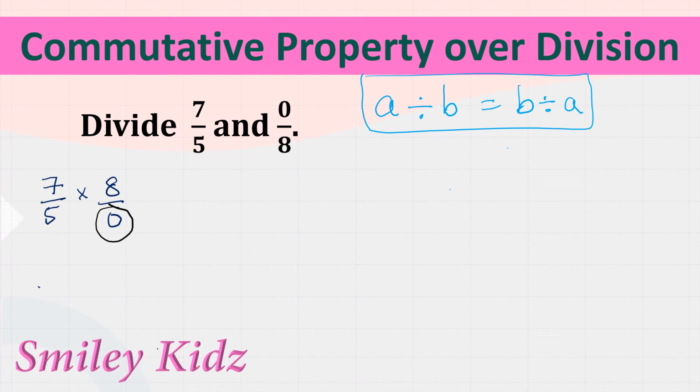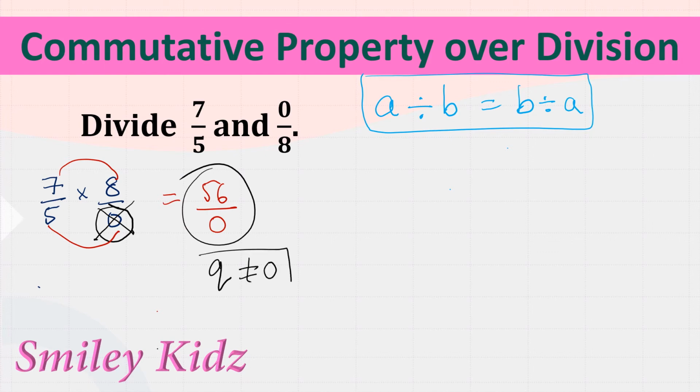Q is not equal to 0. That means here 0 should not be. So, this is not satisfied. Division is not satisfied. Though you calculate 7 into 8 will be 56 by 5 into 0 will be 0. Again here also we are getting the q value, that is the denominator value as 0, which should not be. So this is not a rational number.